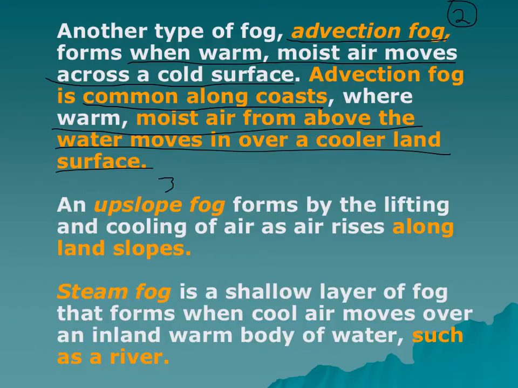The third type of fog is upslope fog, and it's named really well. It's named based on what is happening. It's from the lifting and cooling of air as it rises along a slope of land. So there's also lifting that can produce clouds as the air moves up over a mountain. If that condensation happens right at the land surface, we've got what is called upslope fog.